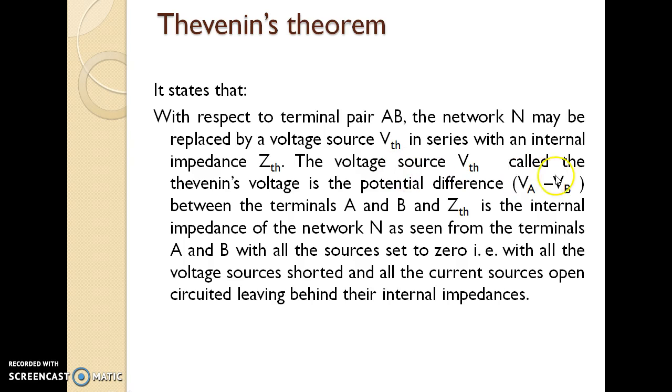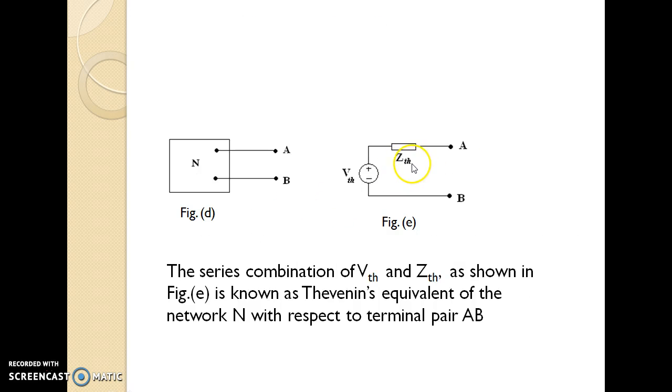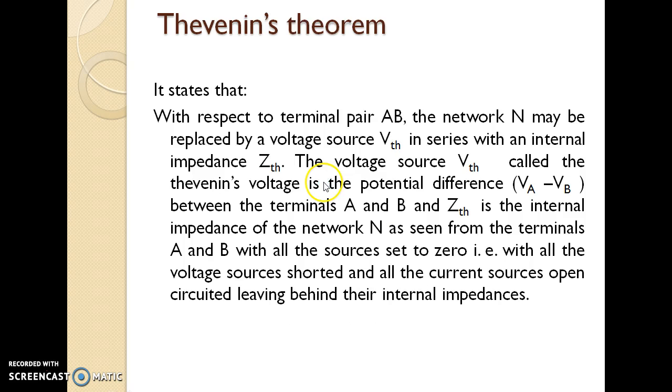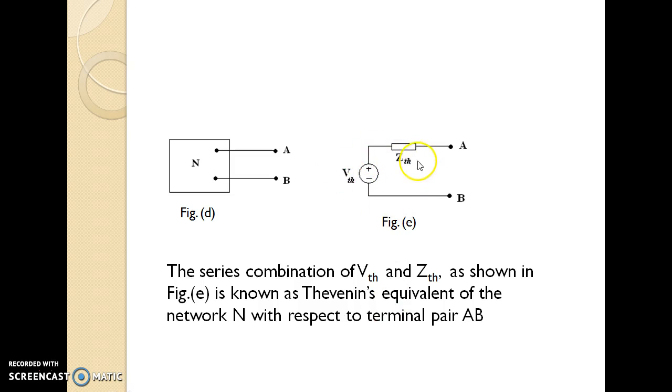Now VTH and ZTH can be calculated. ZTH is the internal impedance of the network N as seen from the terminals A and B with all the sources set to 0, that is, with all the voltage sources shorted and all the current sources open circuited, leaving behind their internal impedances. In this way we calculate ZTH.